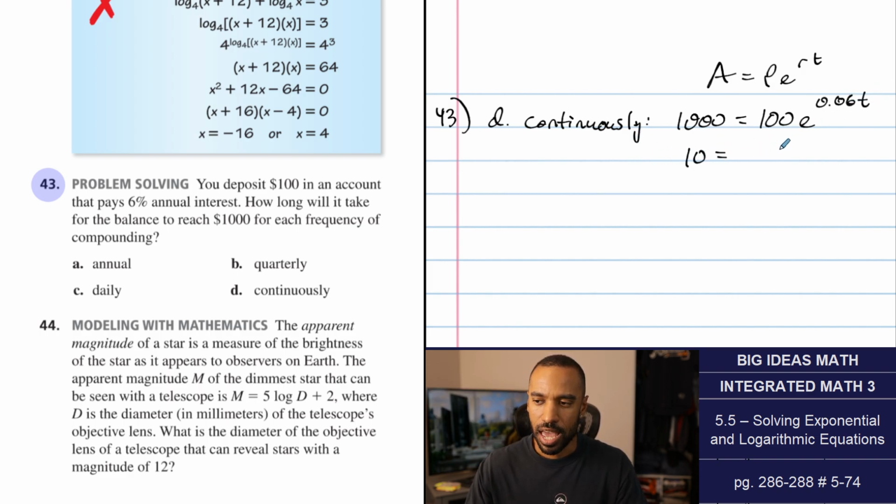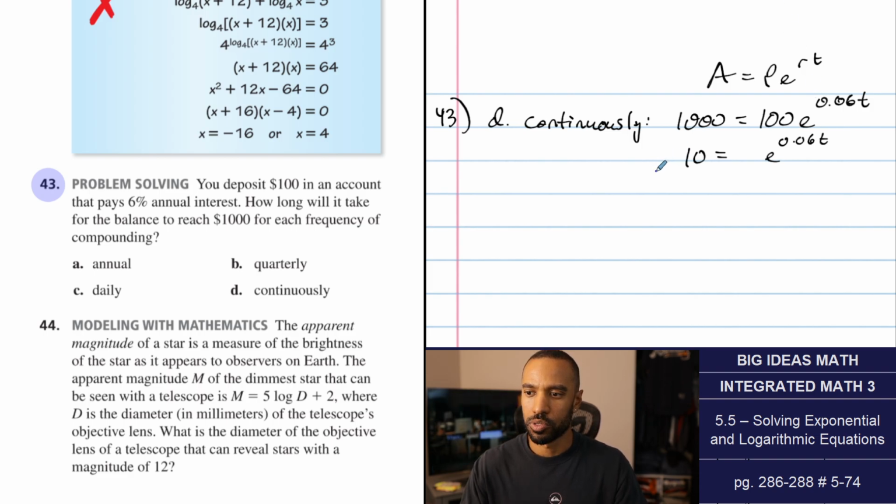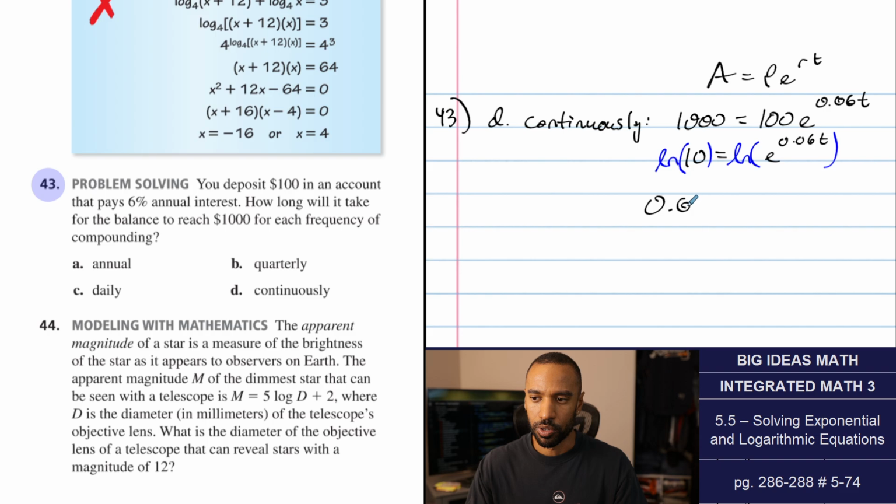Divide by 100, you still get 10. Because E is a better log for what we're going to do here, I'm just going to natural log both sides this time. Boom, boom. And natural log of 10 is not 1. Natural log of E to the 0.06t, however, is 0.06t.